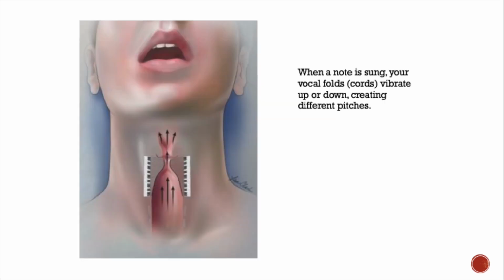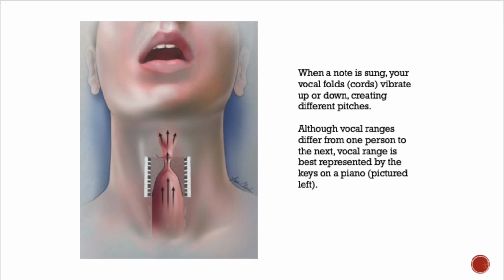As I mentioned earlier, when a note is sung, your vocal folds or cords vibrate up or down, creating different pitches. Although vocal ranges differ from one person to the next, the vocal range is best represented by the keys on a piano, which is pictured left, because all 88 keys represent the human capability for sound. Now, not everyone is going to be able to hit the lowest note on the piano or the highest note on the piano, but once again, it represents the capability of the human voice. And this is best represented by the piano.